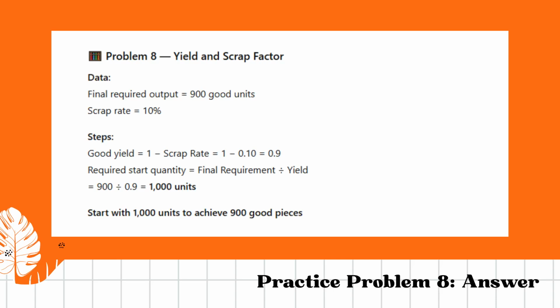Problem 8. Yield and scrap factor. Data. A process has a scrap rate of 10%. If the goal is to produce 900 good units, we need to know how many should be started at the beginning to reach that target.